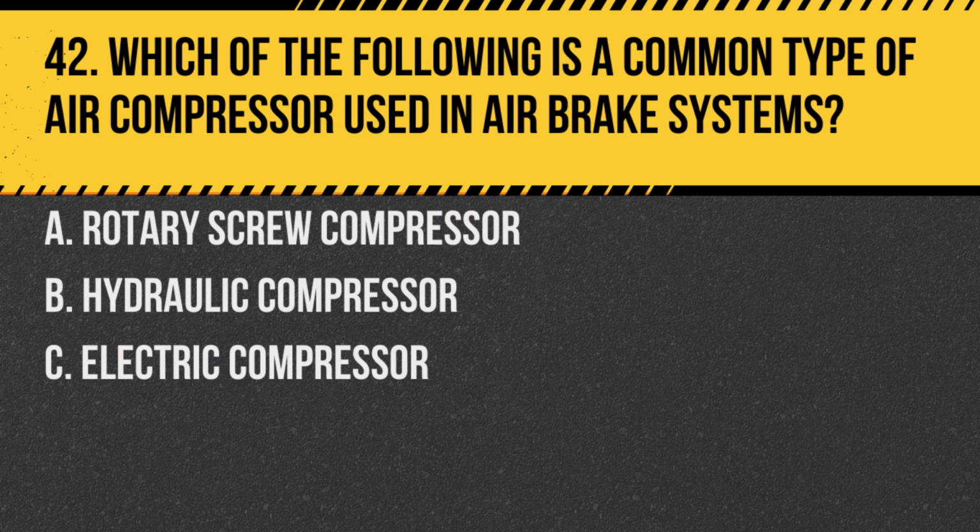Question 42. Which of the following is a common type of air compressor used in air brake systems? A. Rotary screw compressor. B. Hydraulic compressor. C. Electric compressor. Answer: A. Rotary screw compressor. This type of compressor is commonly used in large vehicles with air brake systems.